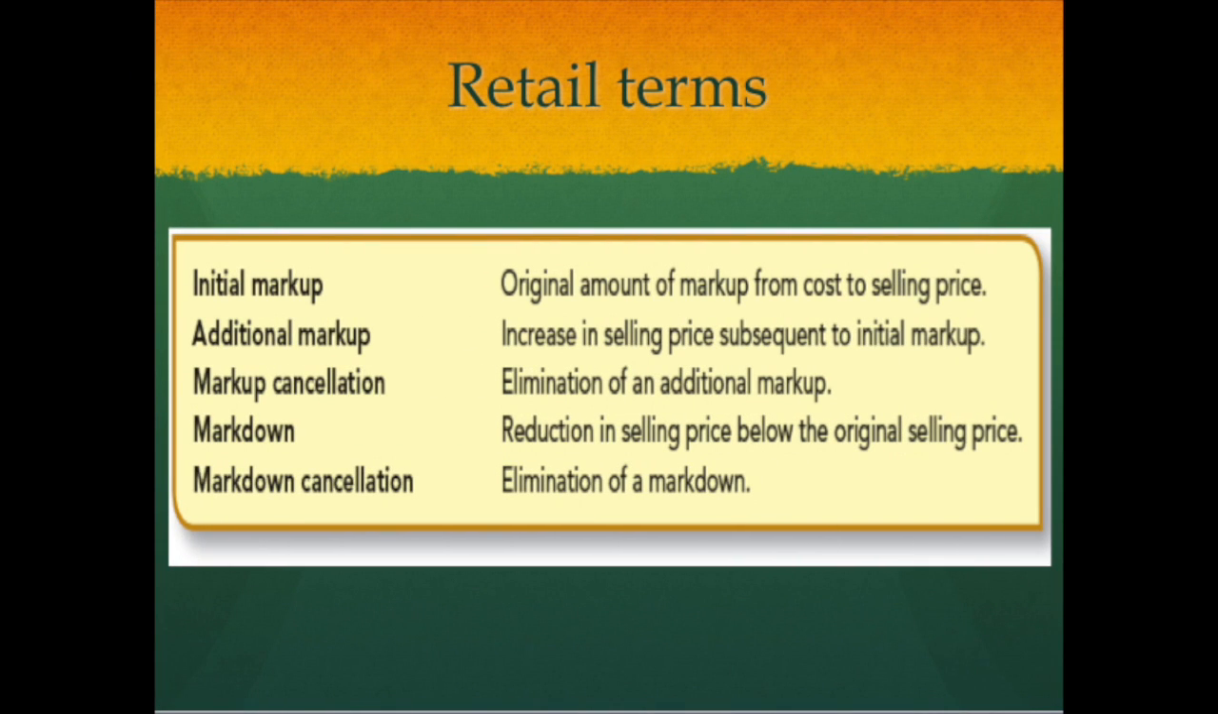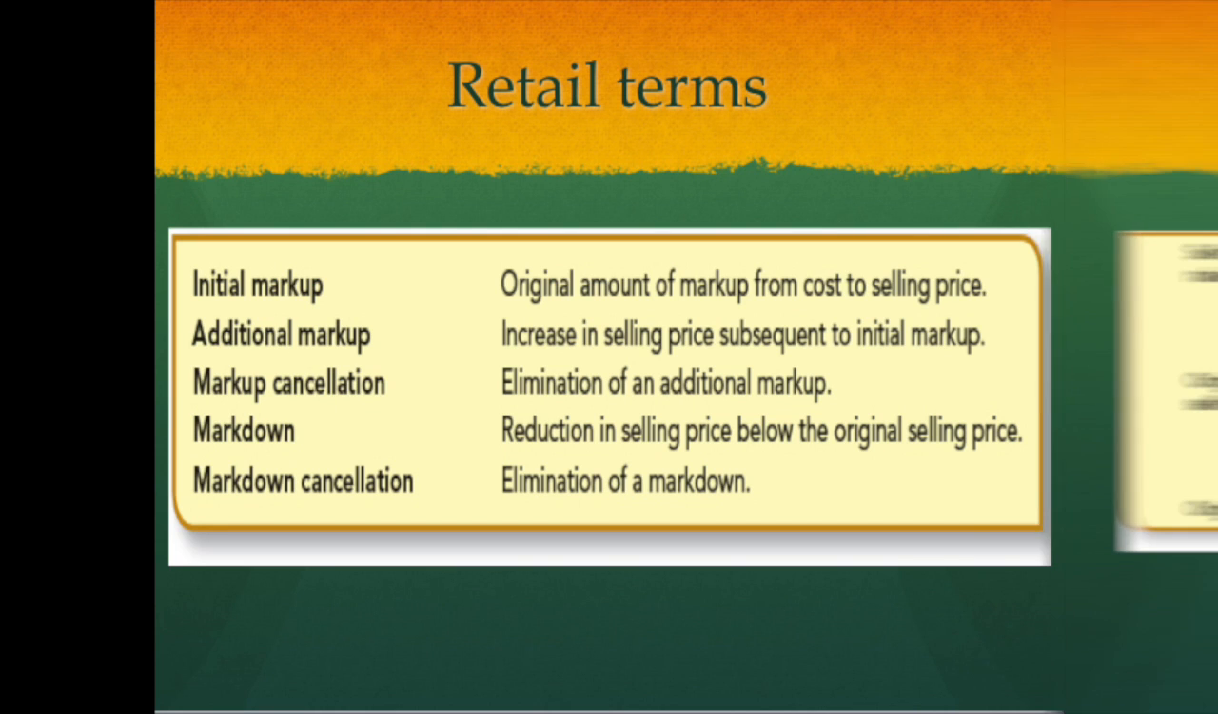I want to let you hear some retail terms. Initial markup is your original amount of markup from cost to selling price. Additional markup is an increase in selling price subsequent to initial markup. Markup cancellation is the elimination of additional markup. Markdown is a reduction in selling price below the original selling price. Markdown cancellation is the elimination of markdown.